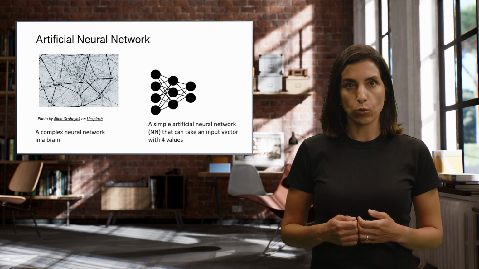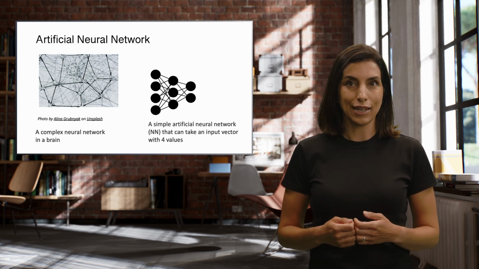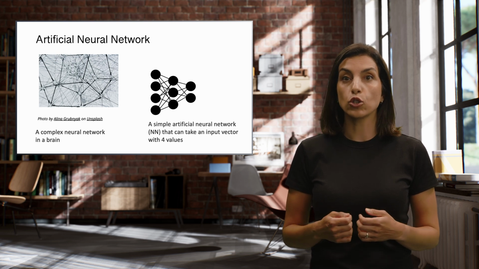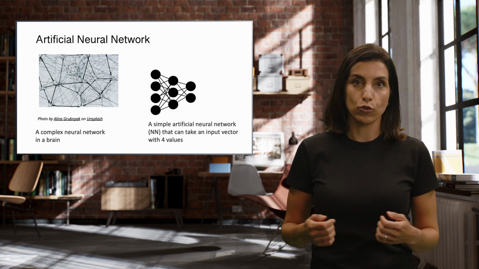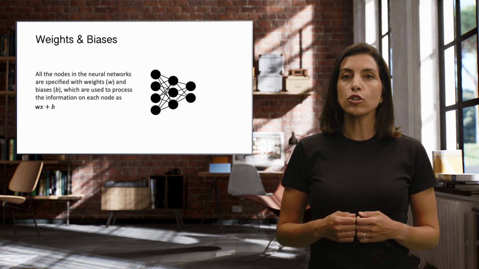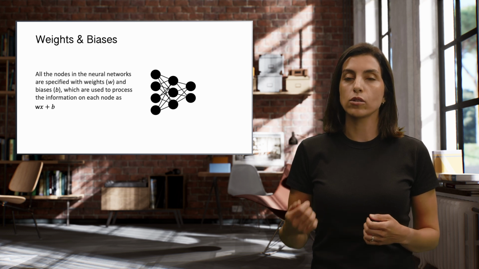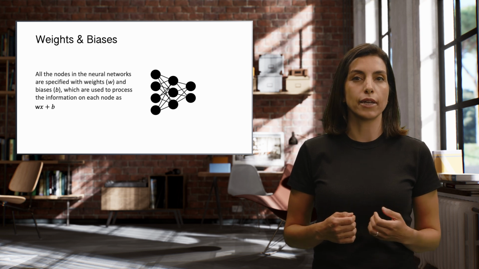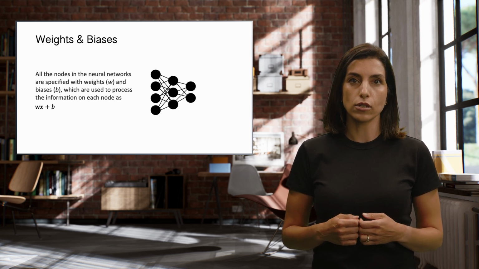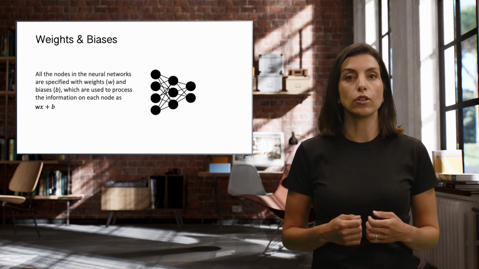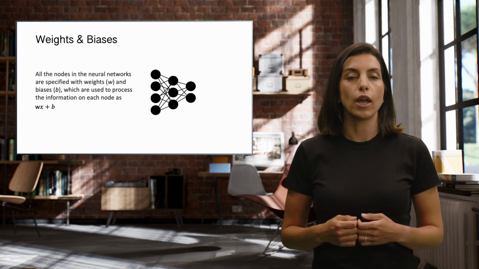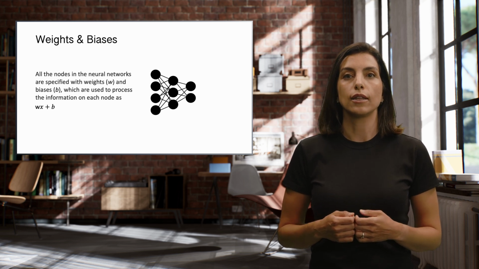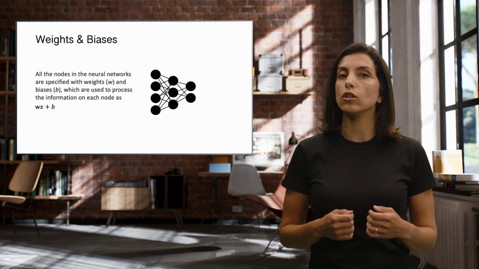The artificial neural network in this slide is very basic. It takes 4 numbers as an input and returns 2 outputs. The artificial neural network consists of processing nodes that contain the weights and biases for multiplication and addition operations. W is the weight of the node and B is referred to as the bias term. W is multiplied by the information that is denoted as X on the node.